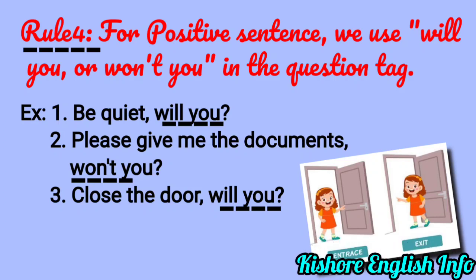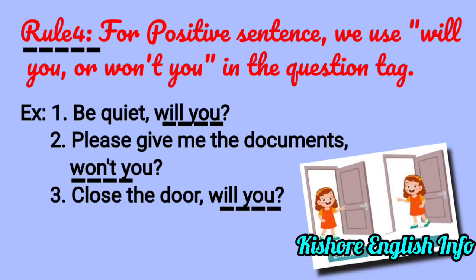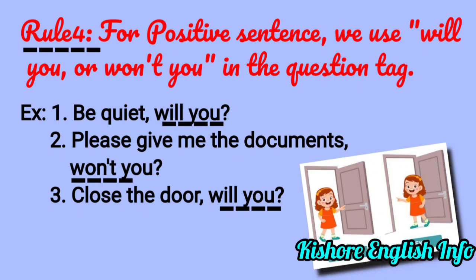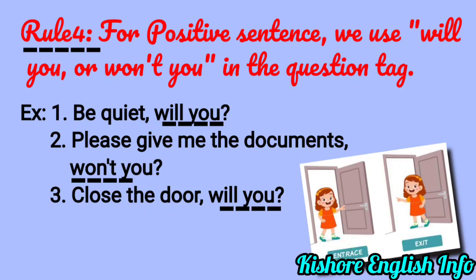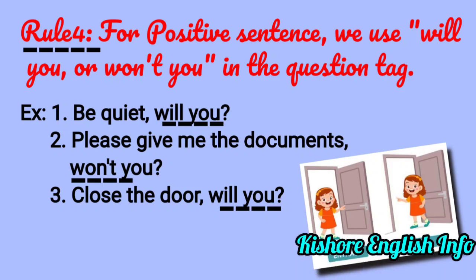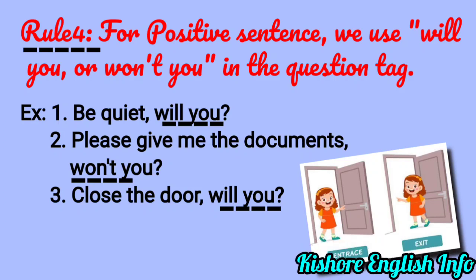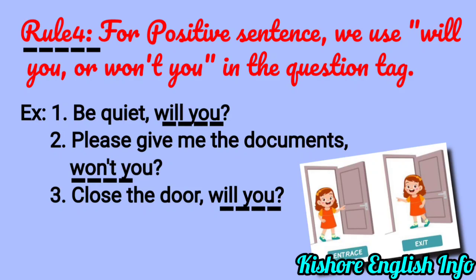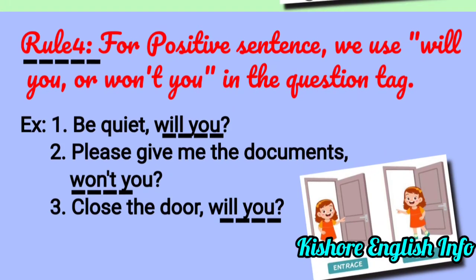Be quiet is a positive sentence, so will you. Close the door. It is yes or no, meaning you can do it or not. Will you? So you are not asking for something compulsory. Close the door, be quiet: these imperative forms are used as a kind of request. For compulsory actions, we must use won't you.